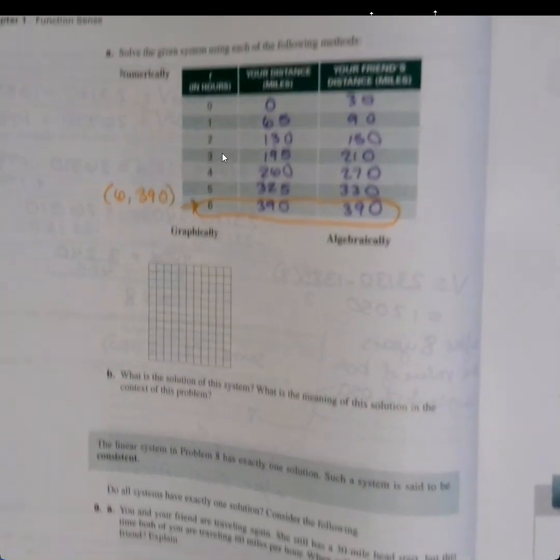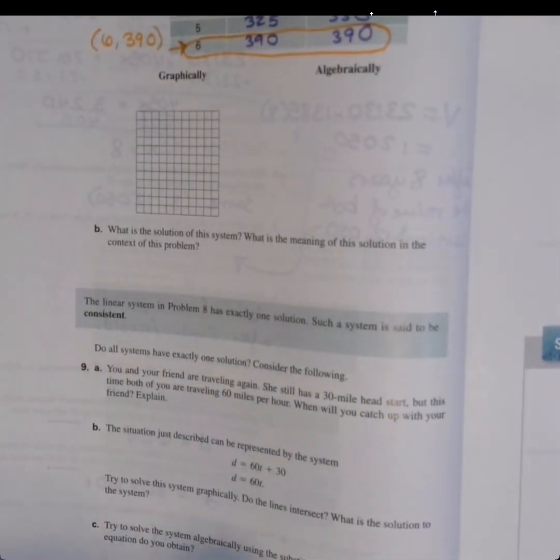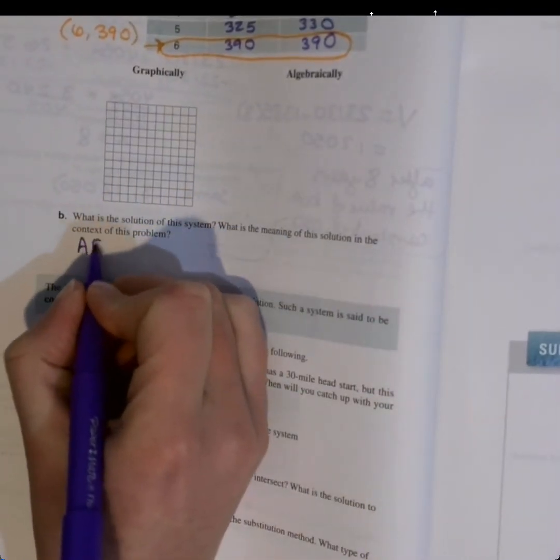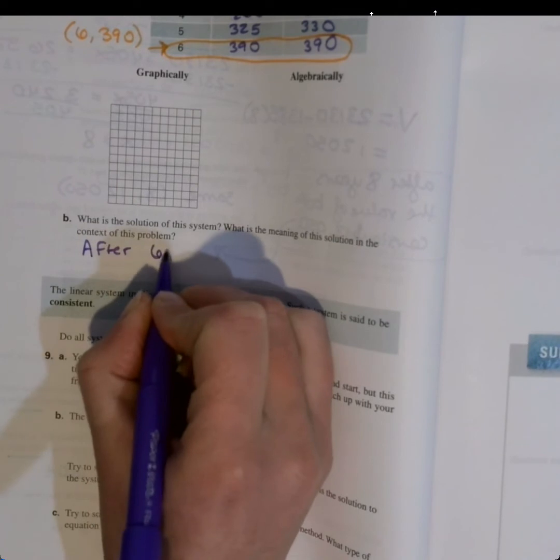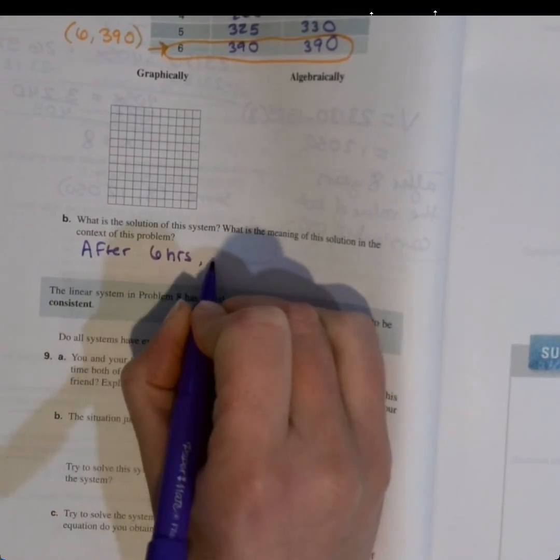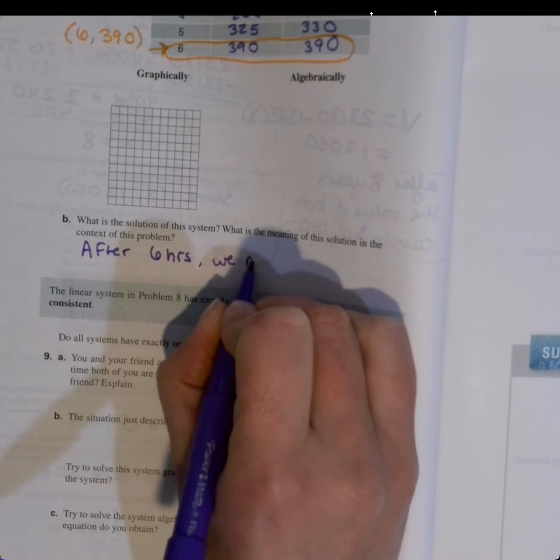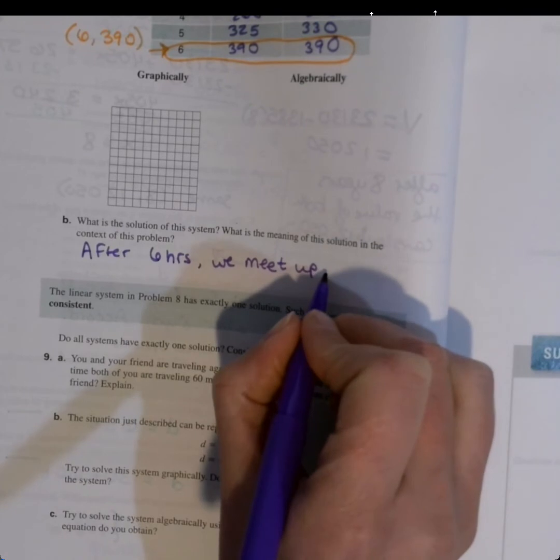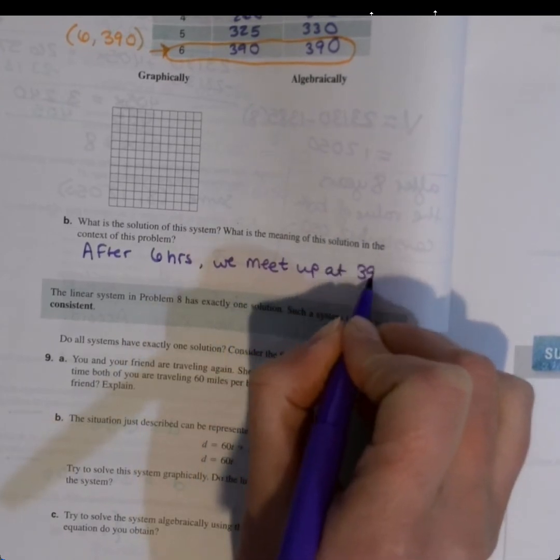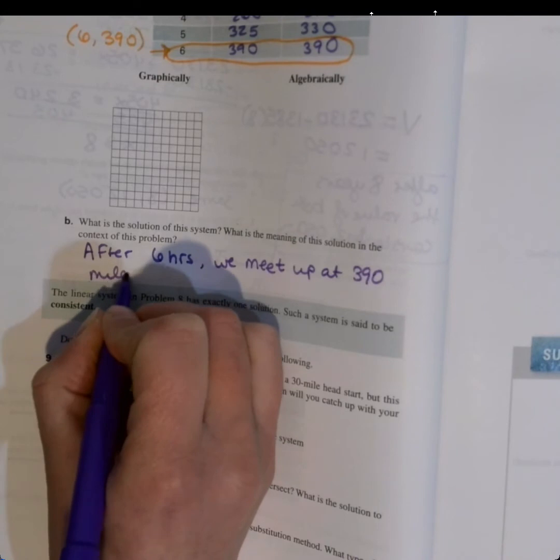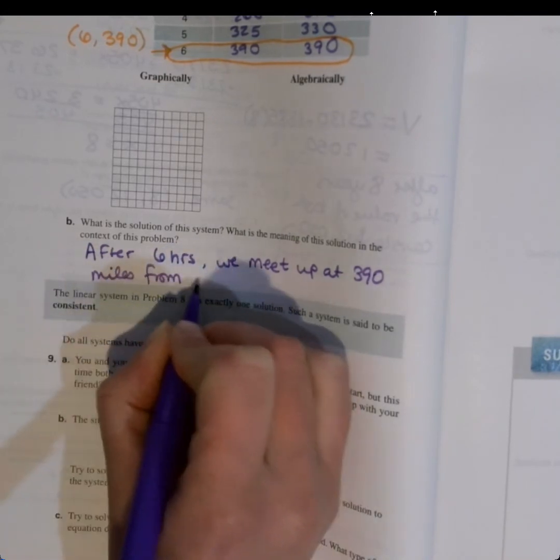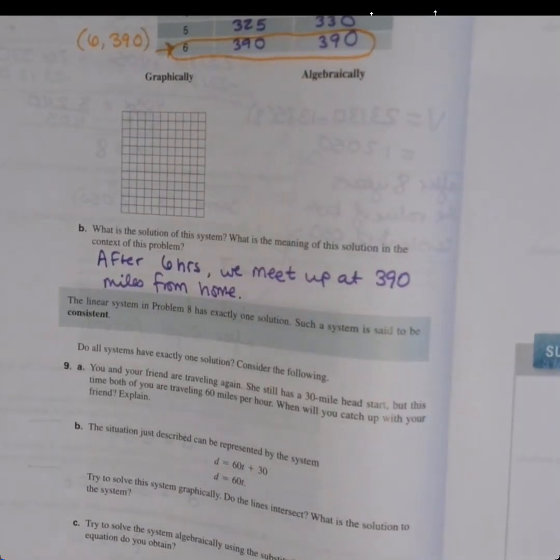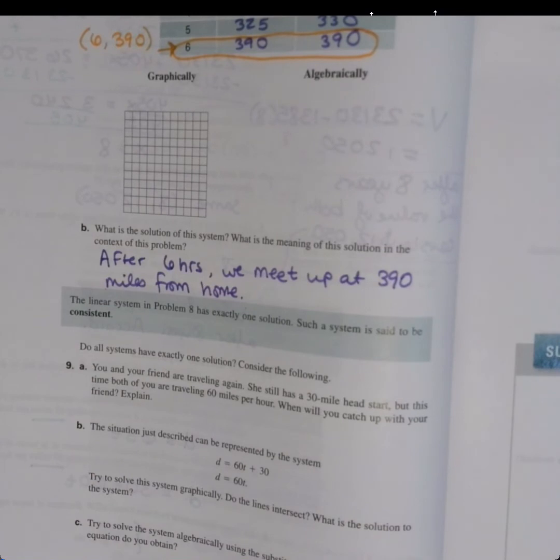We'll solve it the other two methods in a moment, but I can do the interpretation for part B right away. 6, 390 means that after 6 hours, we meet up. Meet up means we intersect, but people, you don't say we intersect, we meet up at 390 miles from home. Maybe you got a rest stop there. Maybe you reach your destination. But after 6 hours, you met up 390 miles from home.